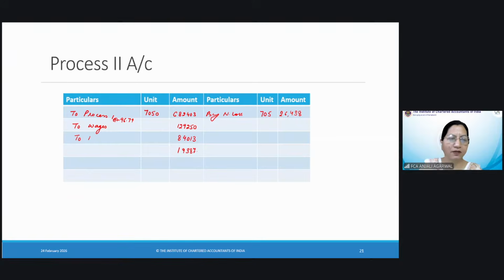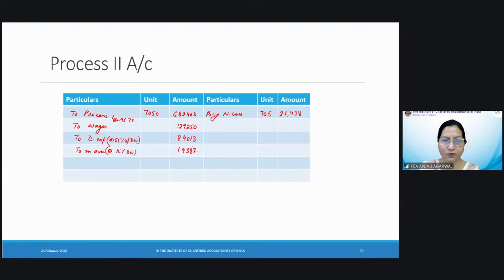To wages, to direct expenses at the rate of 65% of direct wages, to manufacturing overheads, which is at the rate of 15% of direct wages. Once this is done, I will stop here, because this becomes my fundamental rule for the way in which I have to calculate the cost per unit.